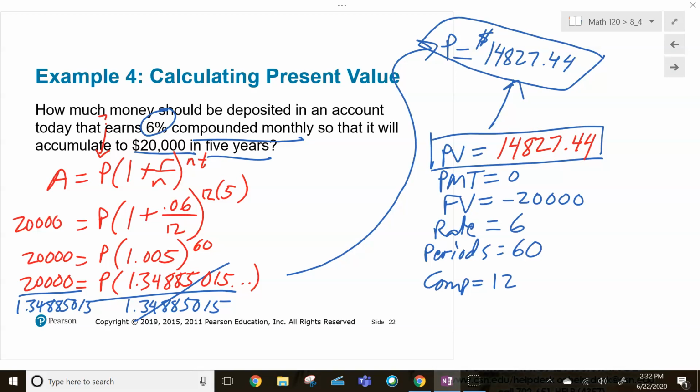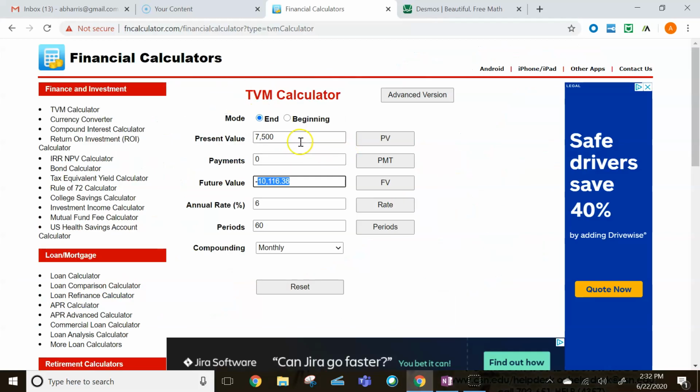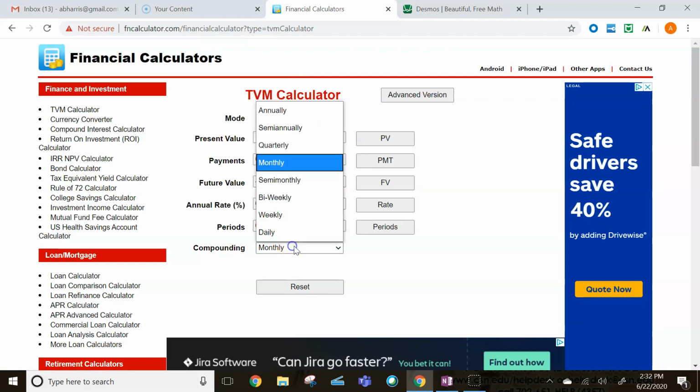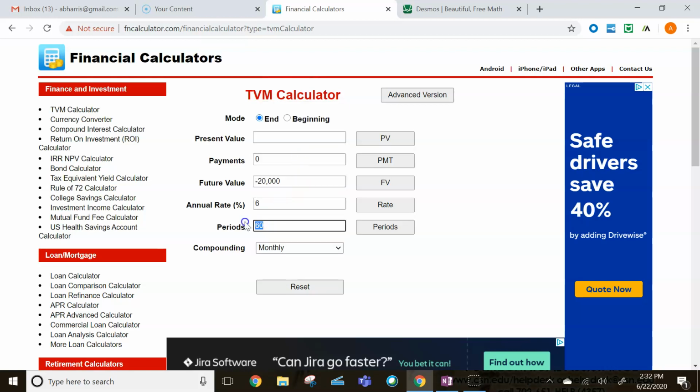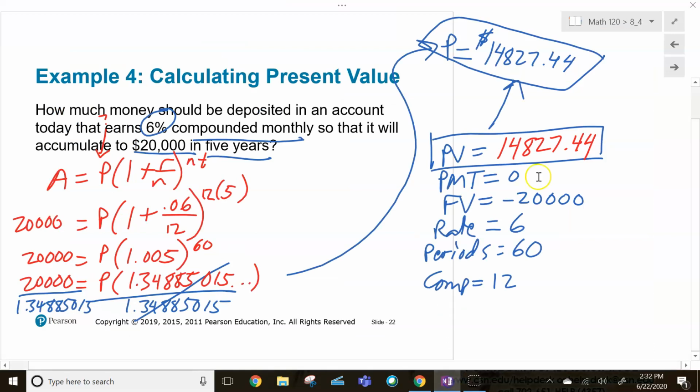Okay, I'll show you that real quick here. Pull this up. So I want to end up with $20,000. I'm doing this at 6% and monthly compounds 12 times per year. 12 times 5 is 60. 14,827.44. Just like that.